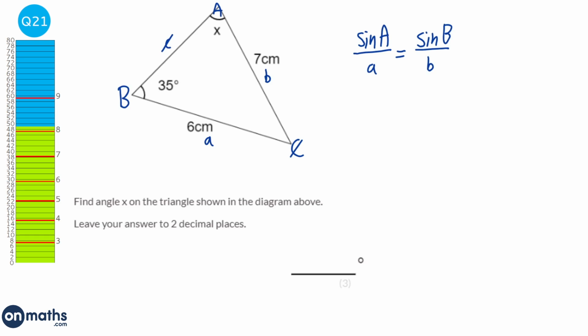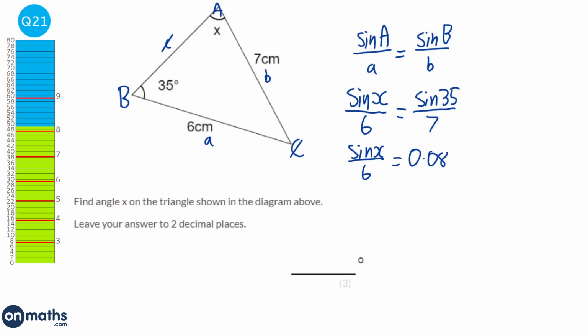Okay, so we're going to fill this in. So we're just going to leave that as sine x, actually, shouldn't it be? Sine x over, and then lowercase a is 6, equals sine B, the angle is 35, over lowercase b, which is 7. Okay, we're going to work out what the right hand side is. So that's going to be 0.081 and so on.